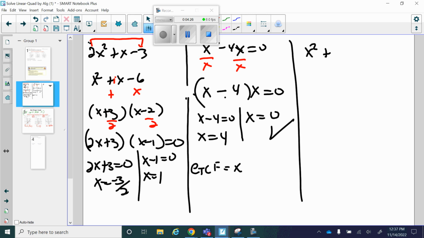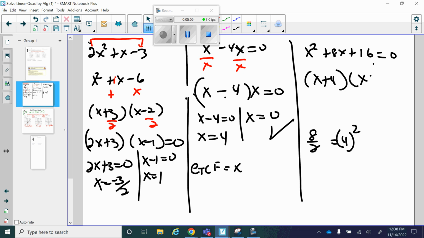And then the other one is x squared plus 8x plus 16. Now, the long way of doing this is to find factors of 16 and see which pair adds to give you 8. But if you notice, I don't have to go that route. I notice this is a perfect square trinomial. If I divide 8 by 2, that gives me 4, and then I square it, it's 16. So that is a perfect square trinomial.